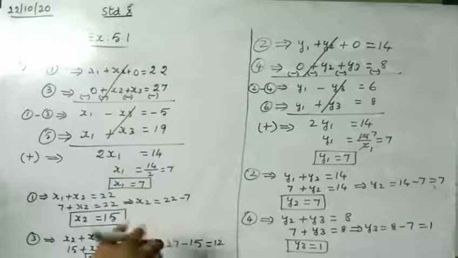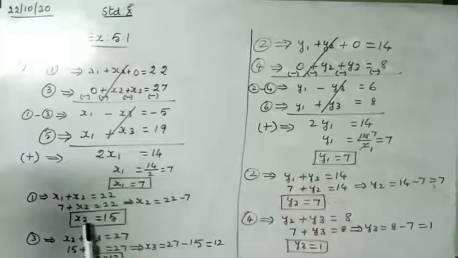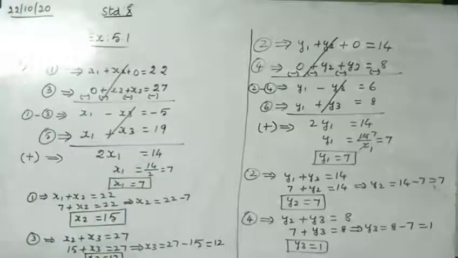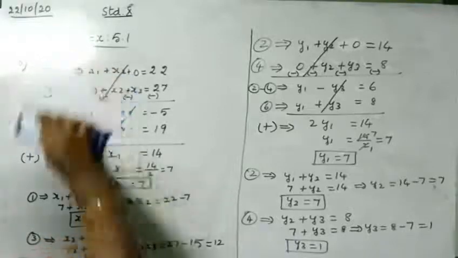See, side by side we have got x1 y1, x2 y2, x3 y3. Now let us write the coordinates of x1 y1, x2 y2 and x3 y3. So let me write here.